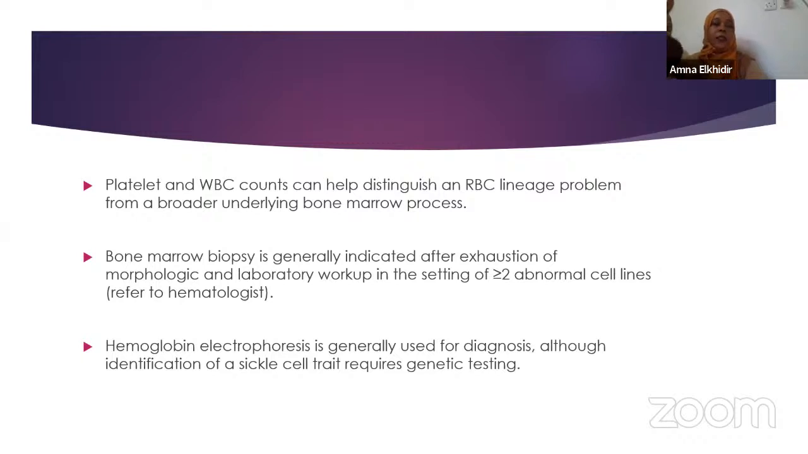Also, platelet and white blood cell counts can help distinguish an RBC problem from a broader underlying bone marrow process. In bone marrow diseases, we usually have involvement of RBCs, platelets, and white blood cells. Bone marrow biopsy is generally indicated after exhaustion of morphological and laboratory workup in the setting of two or more abnormal cell lines. Also, we can do hemoglobin electrophoresis, for example, in sickle cell trait and sickle cell disease. In sickle cell trait, we do genetic testing.